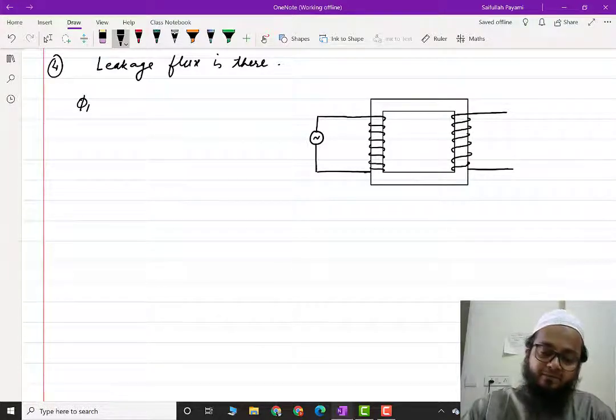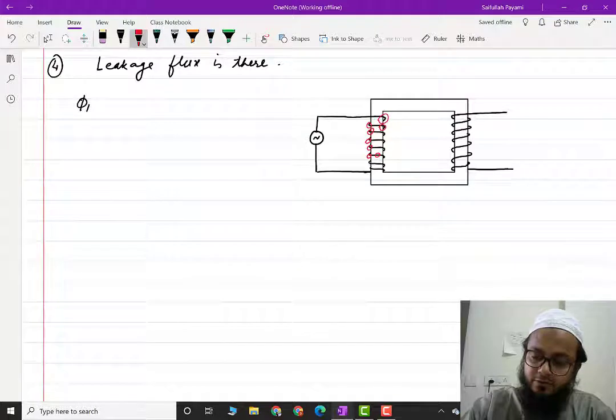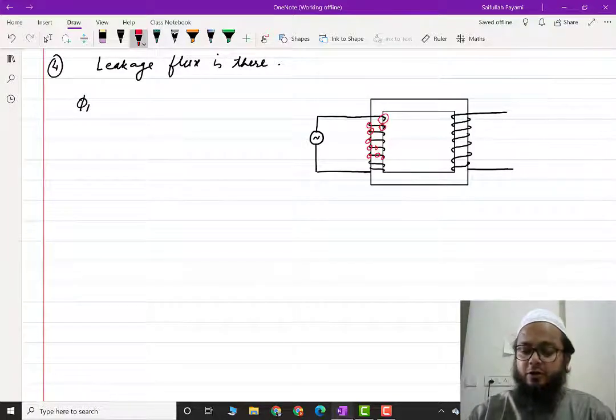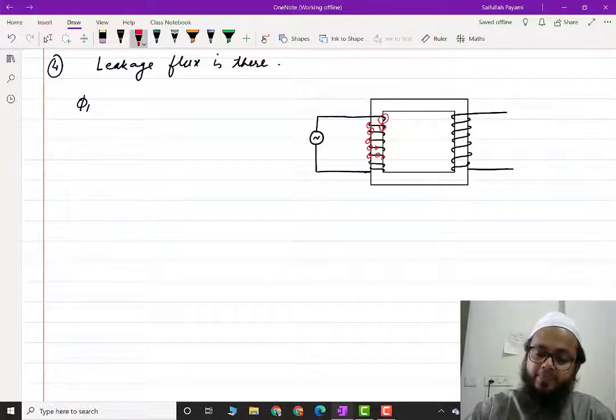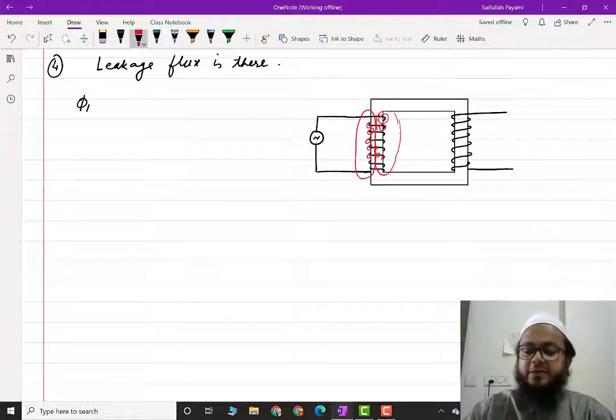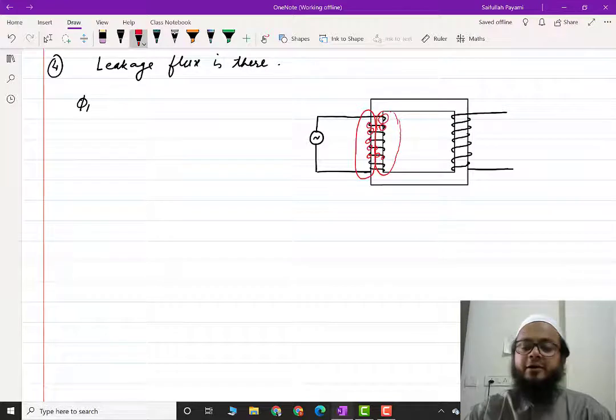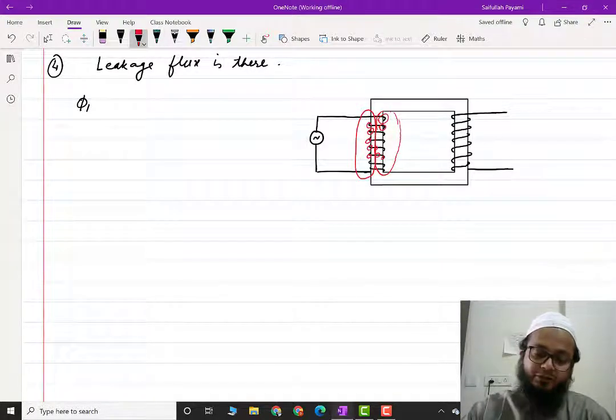Some flux would actually leak out from the corners of the windings as well. Not all the flux, from the corners or the outer side, would be linking the secondary winding. Even some flux will leak out from the core material as well. So this flux is only linking the primary winding and it is not linking the secondary winding. So one portion is this.